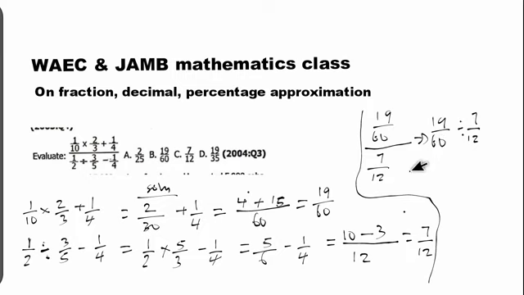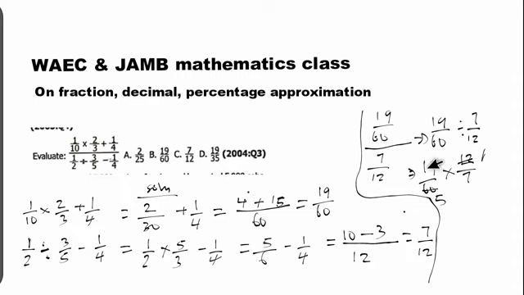So this simply becomes 19 over 60 multiplied by 12 over 7. Now, this 12 can divide this 60. 12 and 60, that's equal to 5. So here we are left with 1 there because the 12s are cancelled. 12 into 12 is 1, 12 into 60 we have 5.